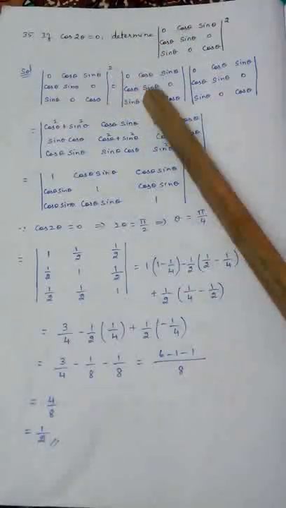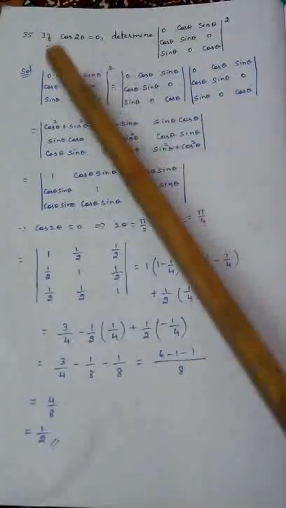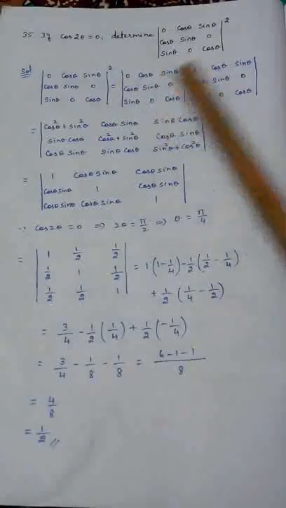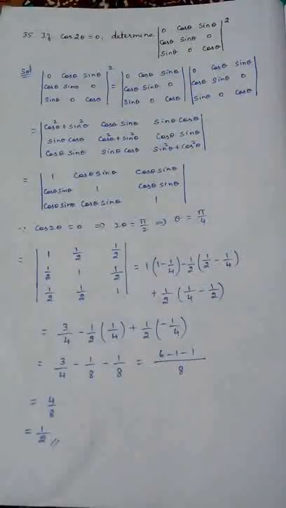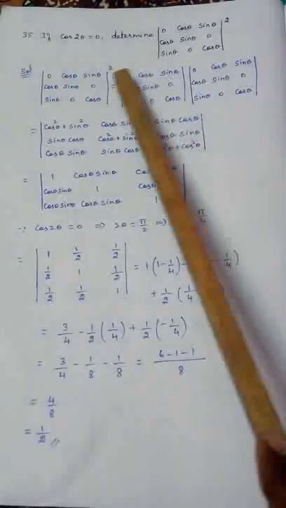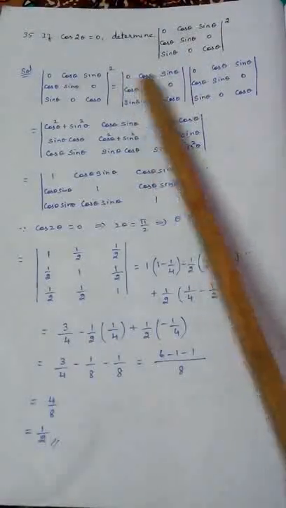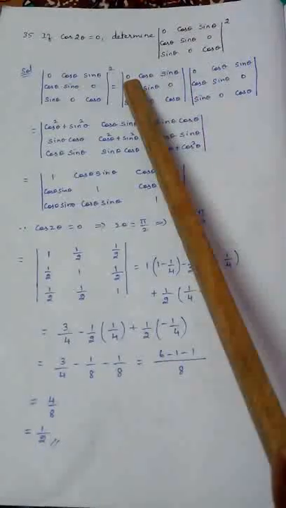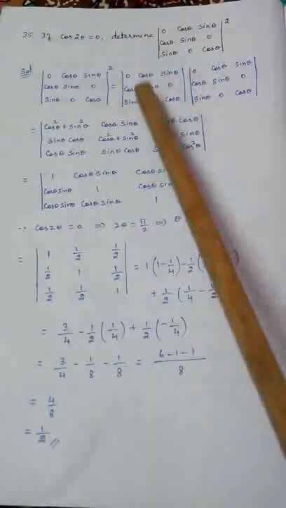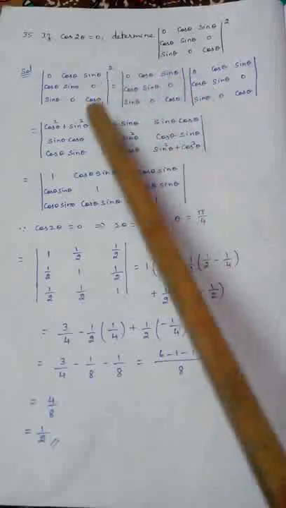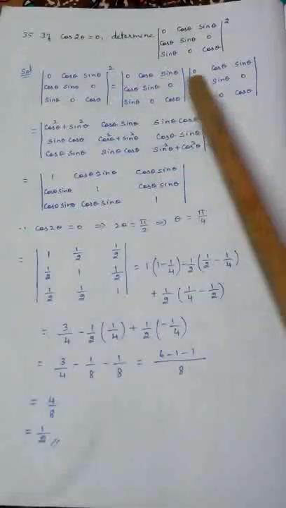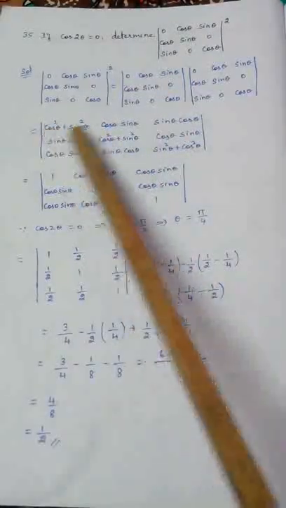Whole square means writing that 2 times. Whole square means write this 2 times, right? Into. So how to multiply 2 determinants? 4 methods are available. Now we will take the normal method, row by column. So first take first row, first column. 0 into 0, 0. Cos theta into cos theta, cos square theta. Sin theta into sin theta, plus sin square theta.